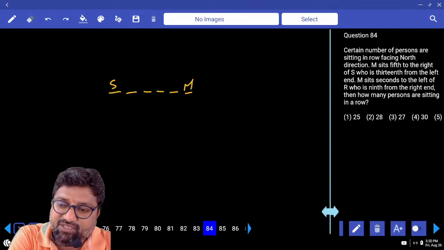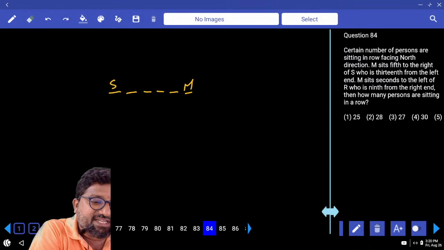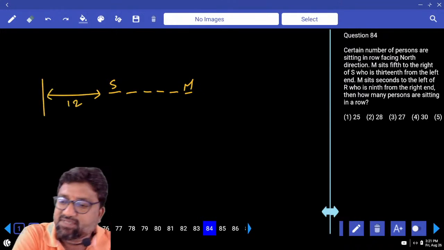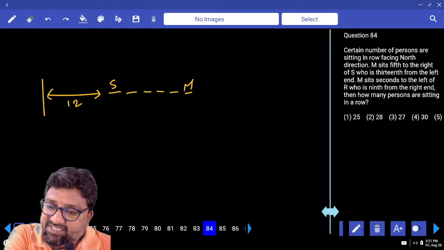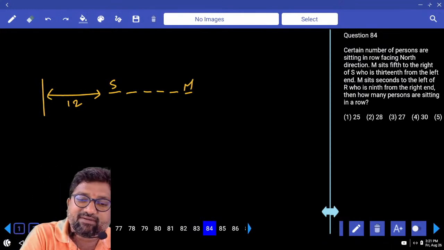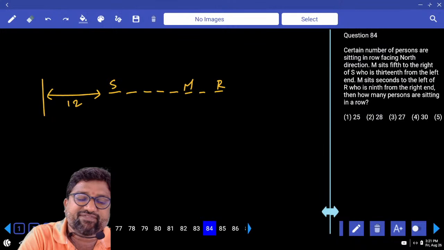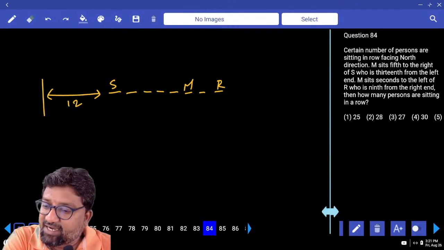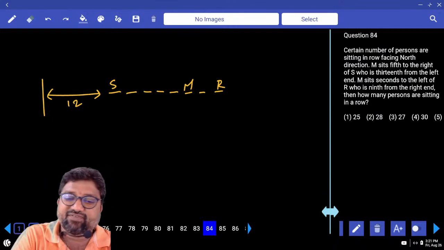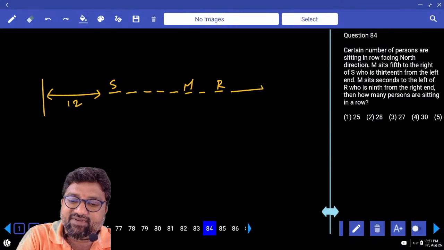S is 13th from the left hand and to the left of S. That makes 12 people. Next. M sits second to the left of R. R is 9th from the right hand and to the right of R 8.